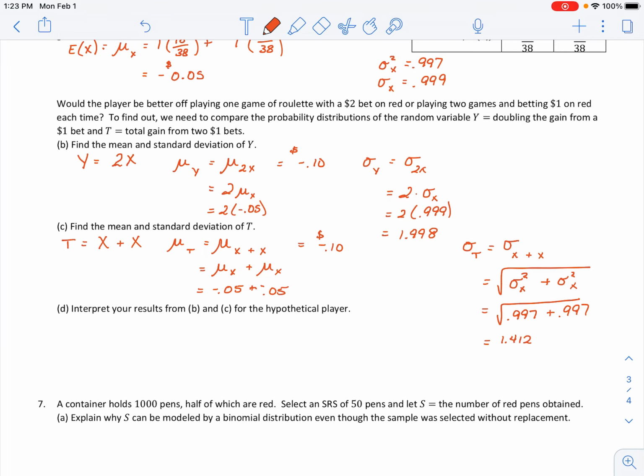So the loss is pretty much the same. Both versions have an expected loss of 10 cents. However, the variability of playing 2 games is smaller than doubling 1 game. This variability is smaller than that variability. So it means there's less of a risk of a large loss for that player, but there's also less of a chance of a higher payout. So I'm going to get that written up. You'll see it on the answer key version of the notes if you want to go check my explanation.